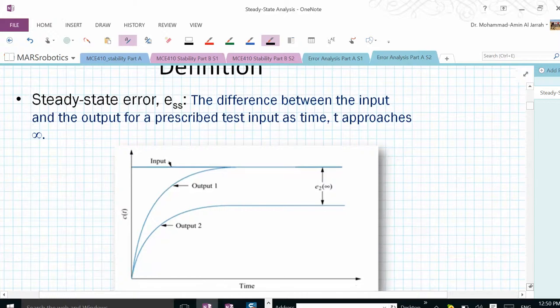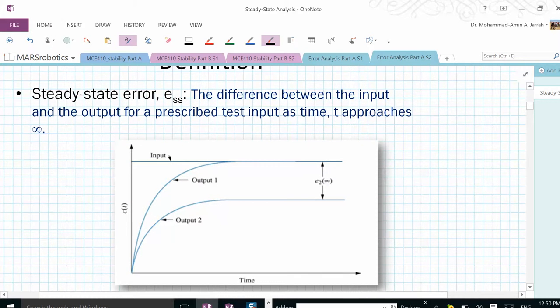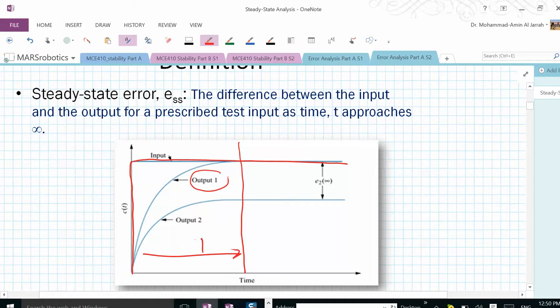Here we want to make some definitions. What is a steady state error? So here we have a system that is being subjected to a step input. This is the step input. Here we have a system output 1, which after ts, what is ts? Settling time.